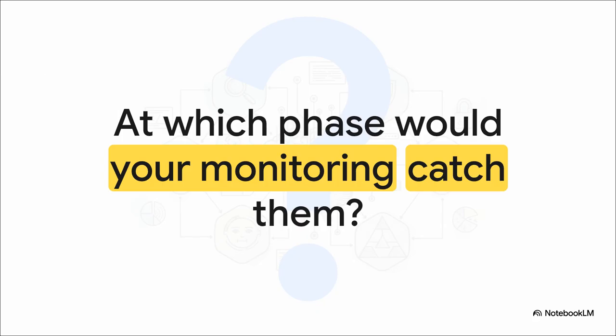So I'm going to leave you with this provocative thought to take back to your teams. If a focused adversary ran this structured 5-phase kill chain against your GenAI deployment today, at what exact phase would your current monitoring actually detect and stop them?